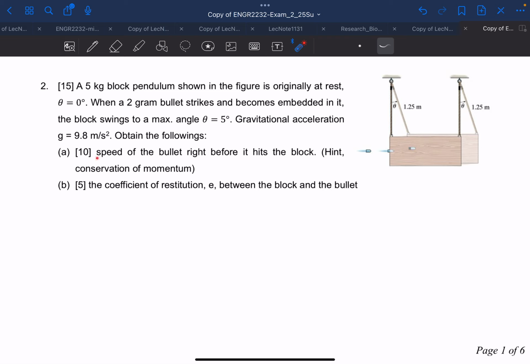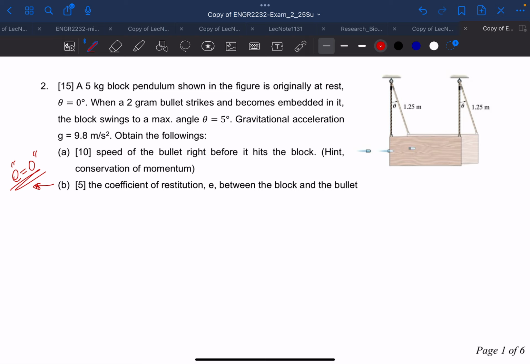So first we want to find the speed of the bullet right before it hits the block, right? And then we want to find the coefficient of restitution between the block and the bullet. What's this first? This is going to be 0 as well, right? Because it becomes embedded and becomes a single particle, right? So there's no separation between those two. So here you can answer this in 1 second if you knew that concept, right? Because it becomes embedded. It's a single particle.